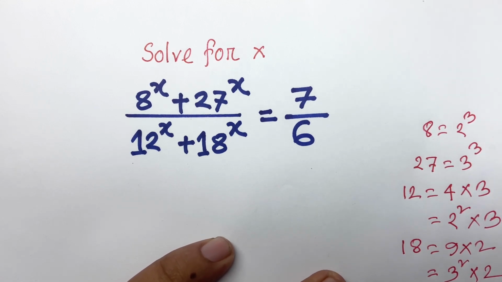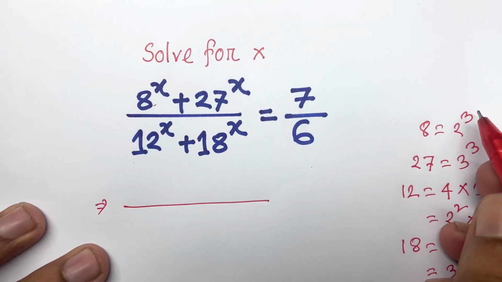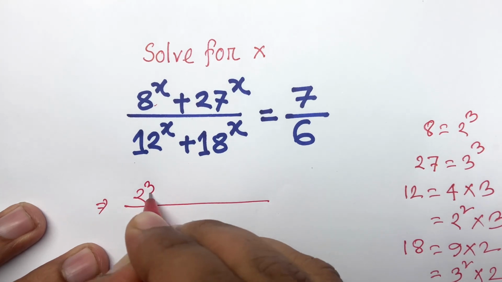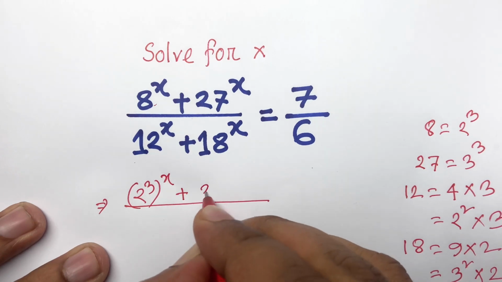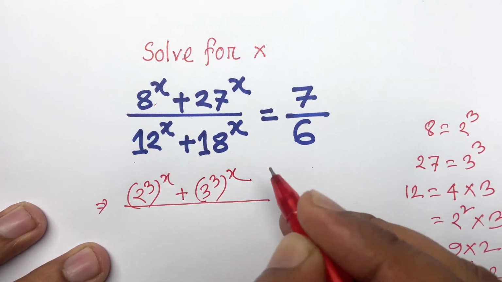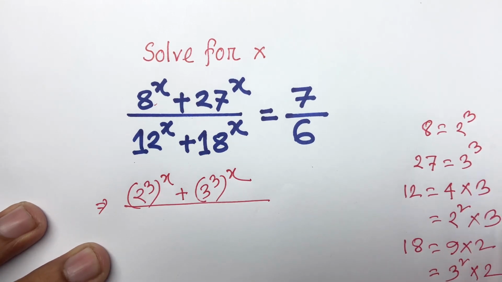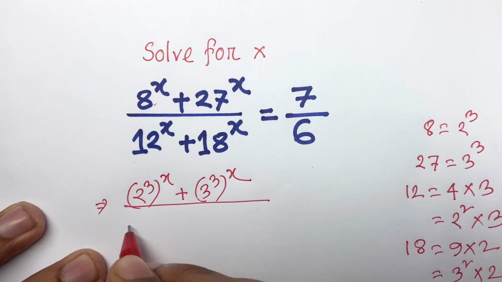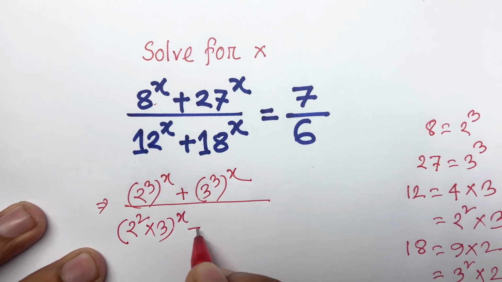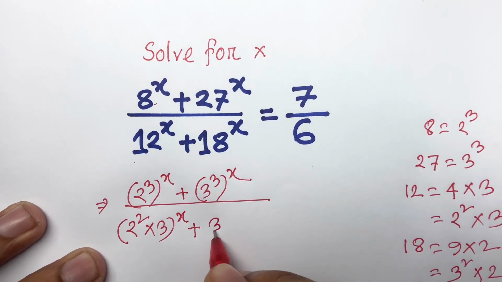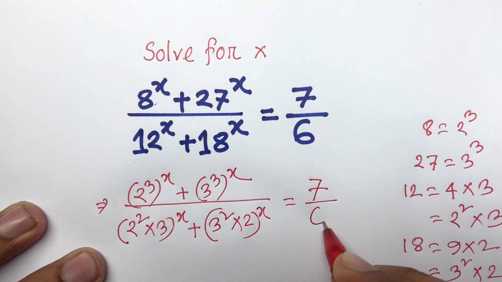Now, here is 8^x. We know that 8 equals 2^3, so (2^3)^x plus 27 equals (3^3)^x over, here is 12, and 12 equals 2^2 times 3. I put this value in this line: (2^2 times 3)^x plus 18 equals (3^2 times 2)^x, equal to 7/6.